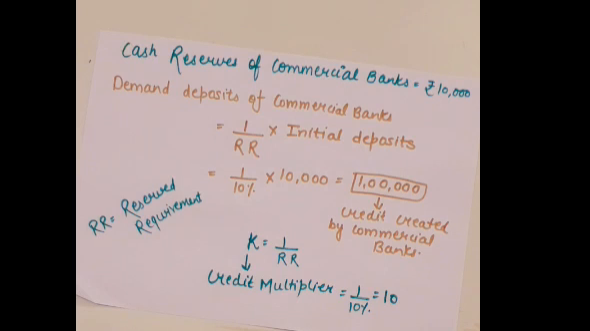So 1 upon RR is also known as K. K is credit multiplier. Fine. And the formula for calculating K, or the credit multiplier or the credit creation, is equal to 1 by 10%, and you will get 10. So 10 multiplied by initial deposit is equal to ₹1 lakh. That means ₹1 lakh is created in the economy. So we started with ₹10,000 and we reached ₹1 lakh, because 1 lakh is created as a loan amount in the economy. Fine.